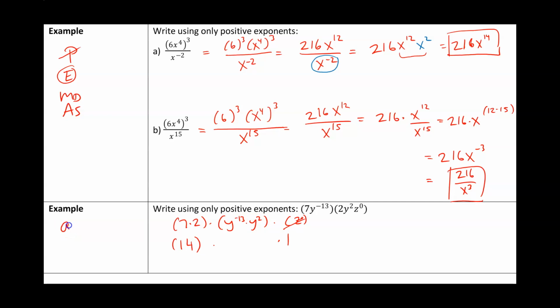Remember that if you have a to the m times a to the n, if you multiply the same base, we are actually just adding the powers. So if I add negative 13 plus 2, this gives me y to the negative 11th. So I have my 14, that stays where it's at. The y to the negative 11th, that has a negative exponent. Only the terms with the negative exponent, they move to the denominator. So that's going to go to the denominator, become positive, and the 1 is just a 1. So this is my final answer.